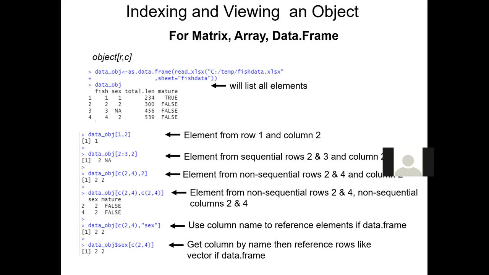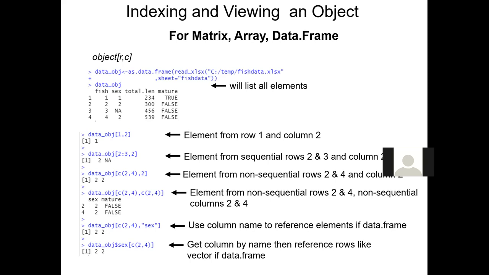And then you can do all combinations, like I said. So in the next example, I wanted to see rows 2 and 4, but also just columns 2 and 4. And when you do that, you'll get the sex column for positions 2 and 4, and then the information for the maturity at positions 2 and 4. Does that make sense?